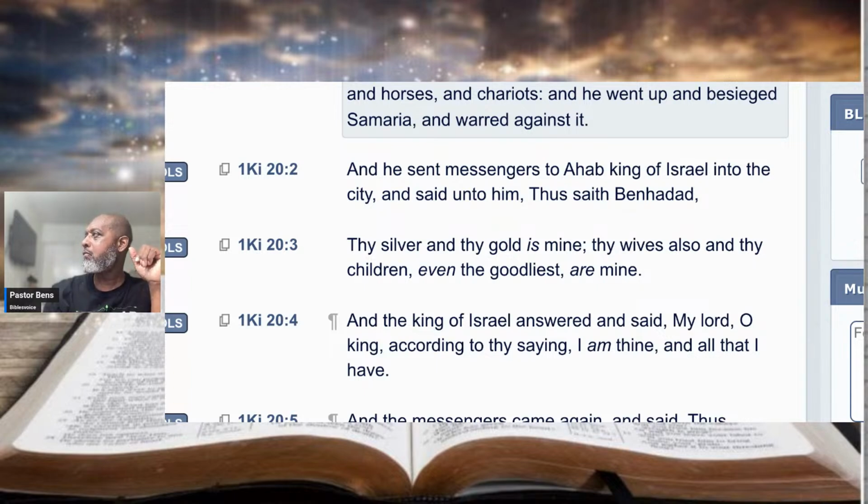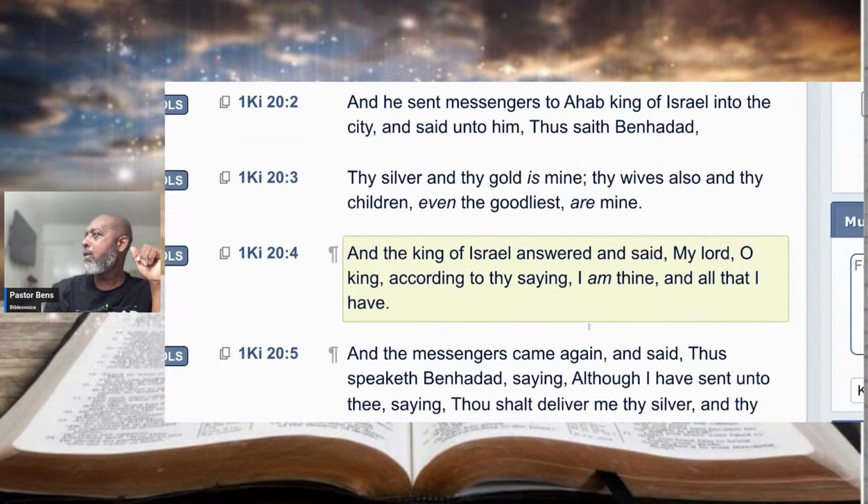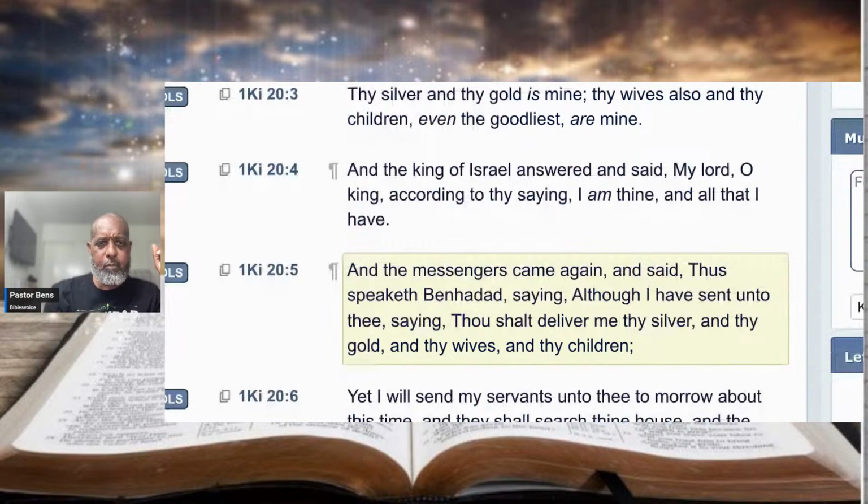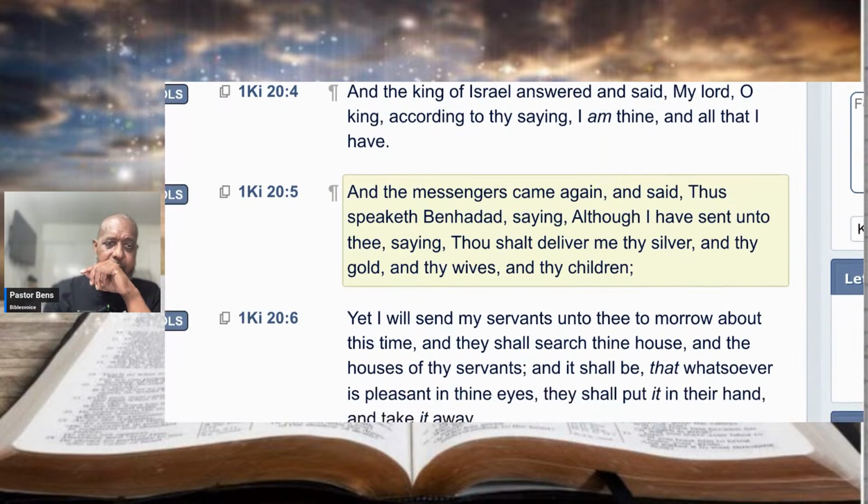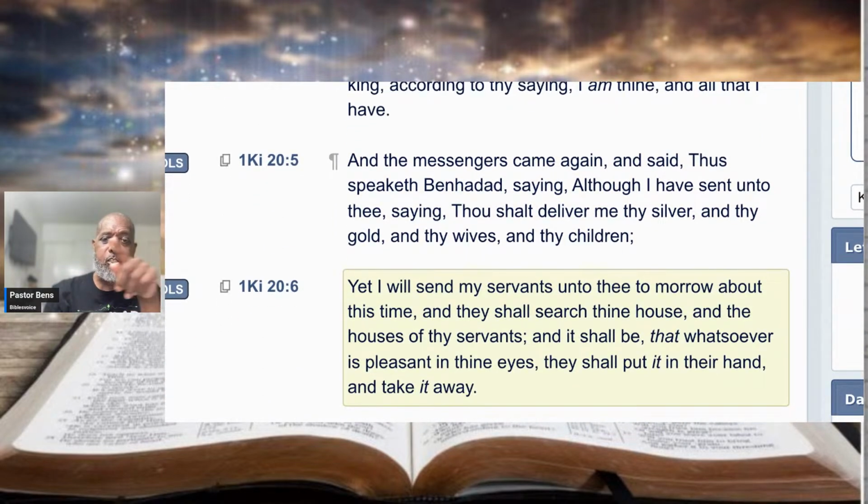Verse 5. And the messenger came again and said, thus speaketh Ben-Hadad, saying, although I have sent unto thee, saying, thou shalt deliver me thy silver and thy gold, and thy wives and thy children, yet I will send my servants unto thee tomorrow about this time, and they shall search thine house and the houses of thy servants, and it shall be that whatsoever is pleasant in thine eyes, they shall put it in their hand and take it away.